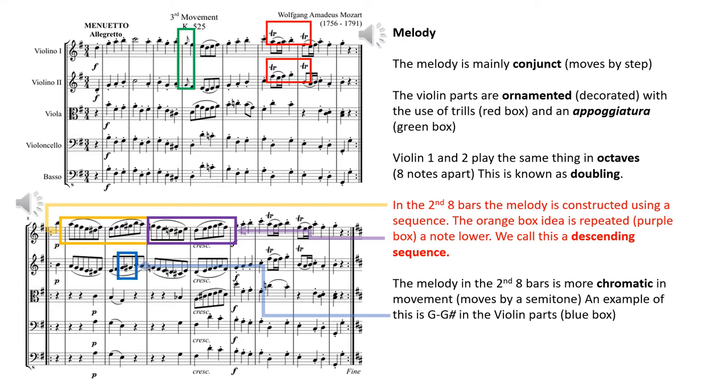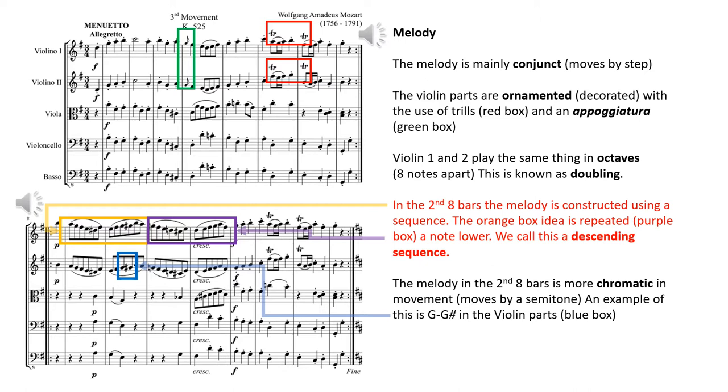The violin 1 and violin 2 part are playing the same things in octaves, or 8 notes apart. This is known as doubling. The violin 1 and 2 have the main melody throughout the minuet.